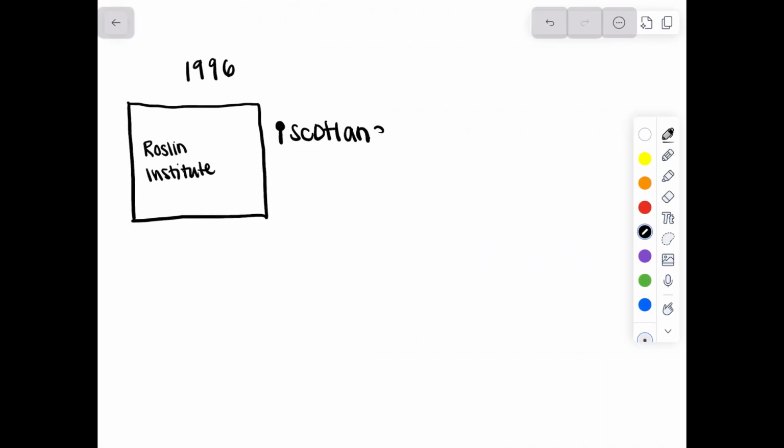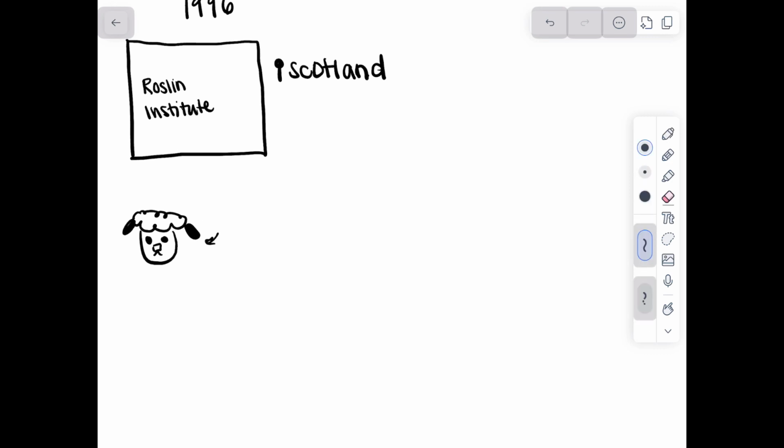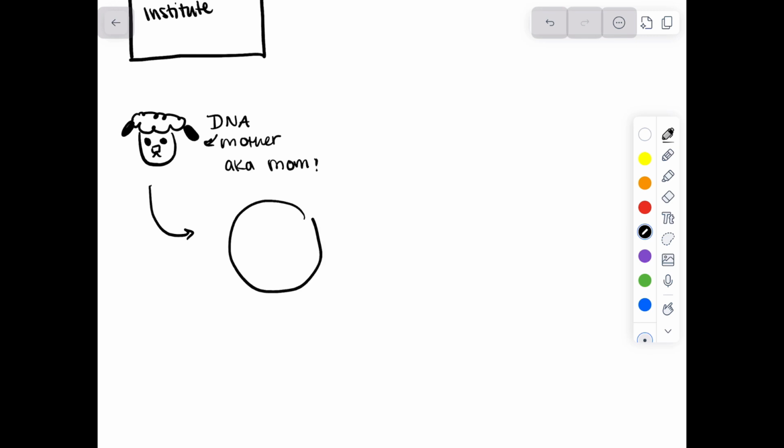So our story takes place in 1996 at the Roslin Institute in Scotland. Scientists began with a sheep who we're going to call Mom. However, this sheep is technically Dolly-ish. She's actually Dolly's DNA mother, and this means that she shares the exact same genetic makeup as Dolly, who we'll come to find out is the sheep that we cloned.